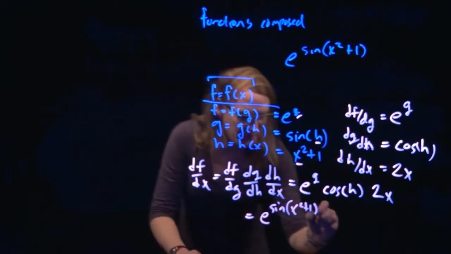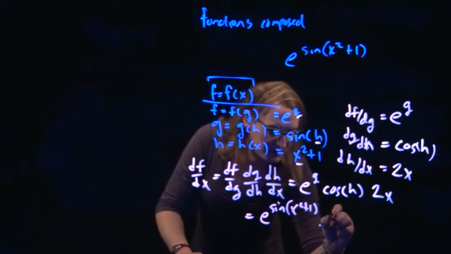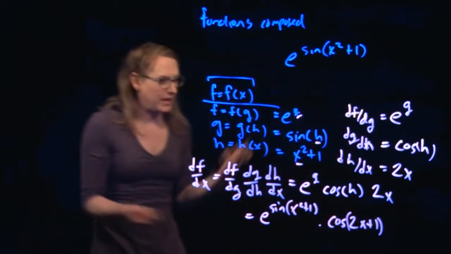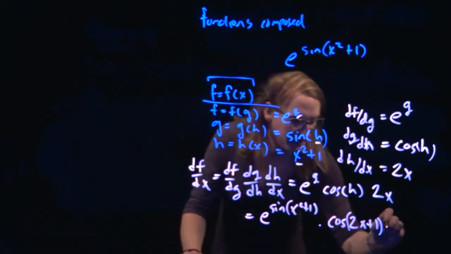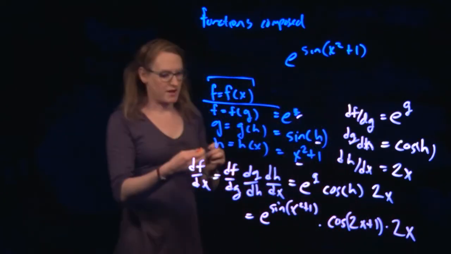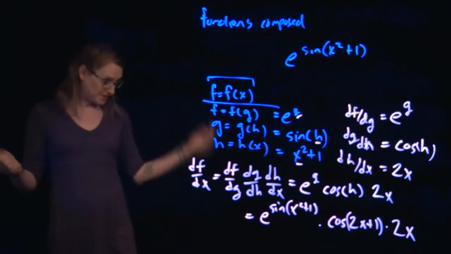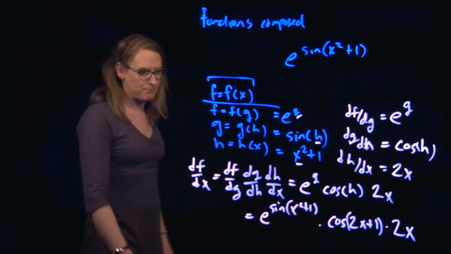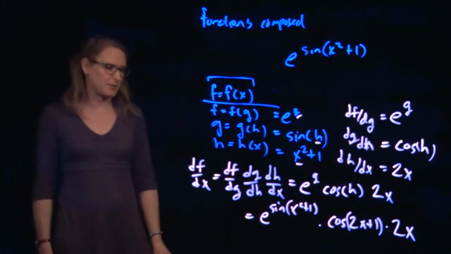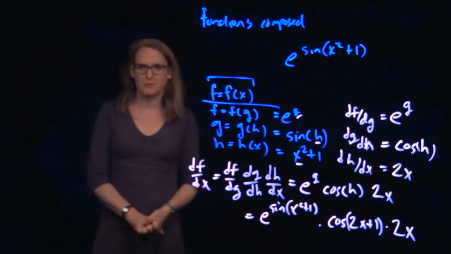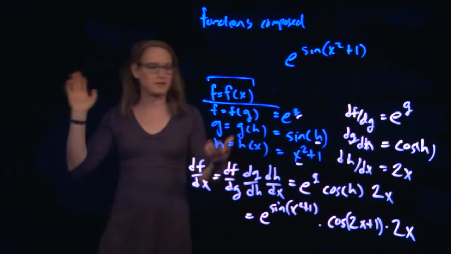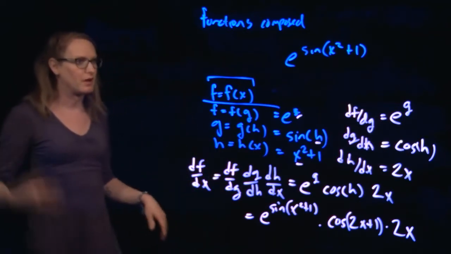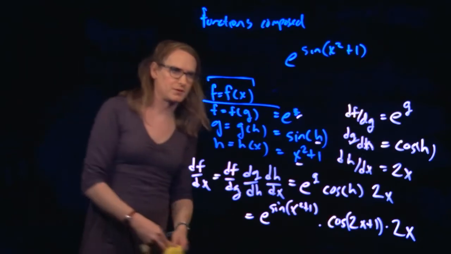The cosine of h, but h is still x squared plus 1. And then finally times 2x. And that's our derivative. I see no available simplification to this function. And this is kind of a fairly typical modest difficulty chain rule function. Of course, we can make these things arbitrarily complex by just putting a bunch of crazy pieces together. But figured we'd start reasonable.